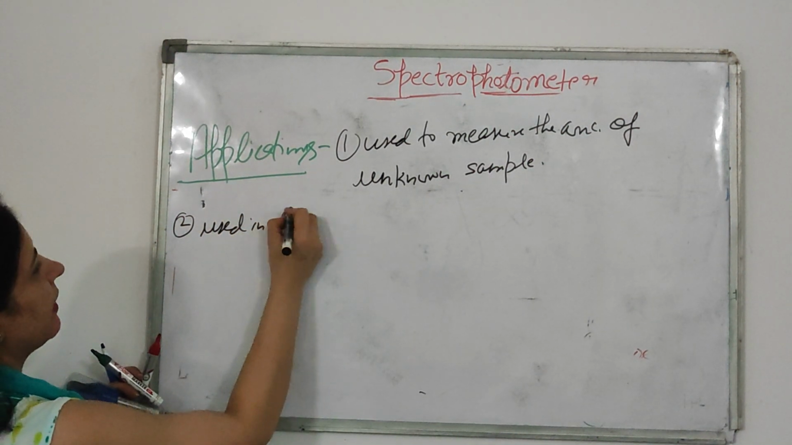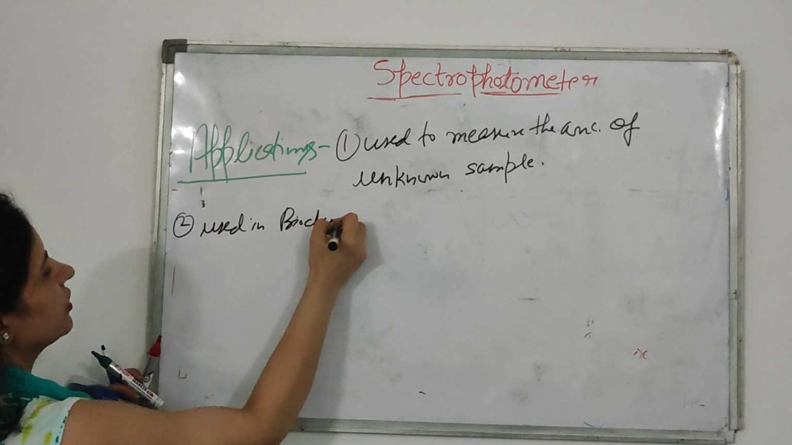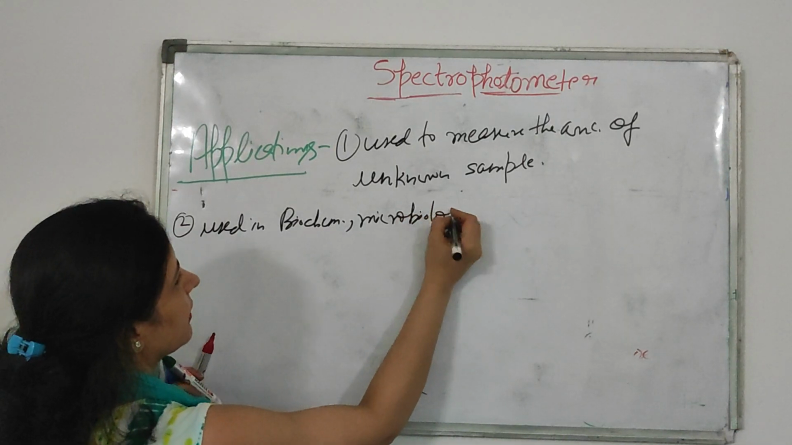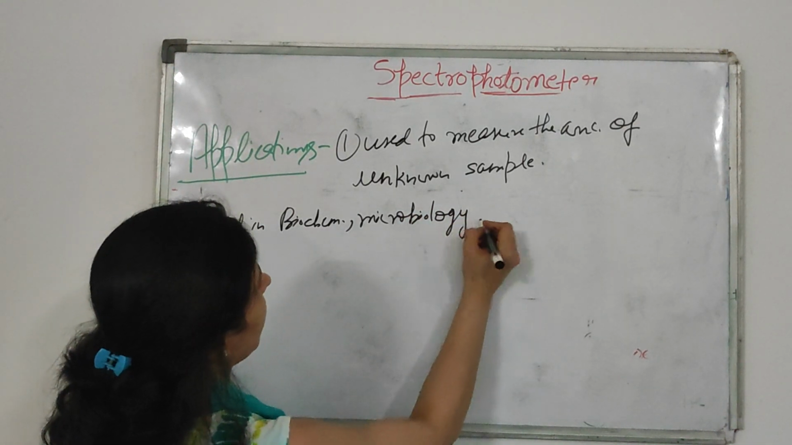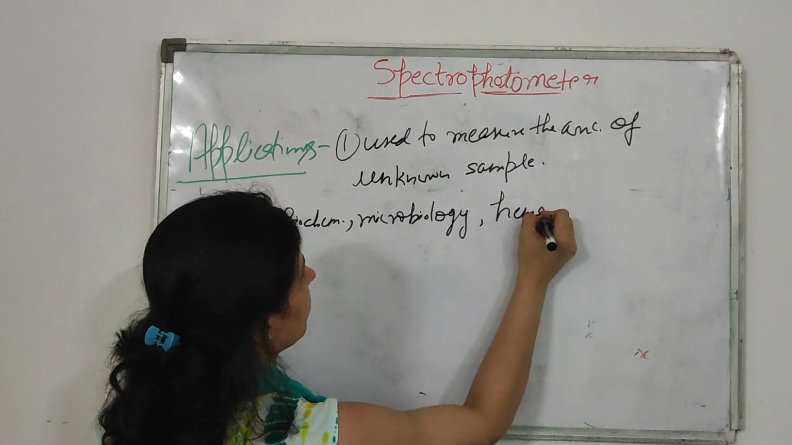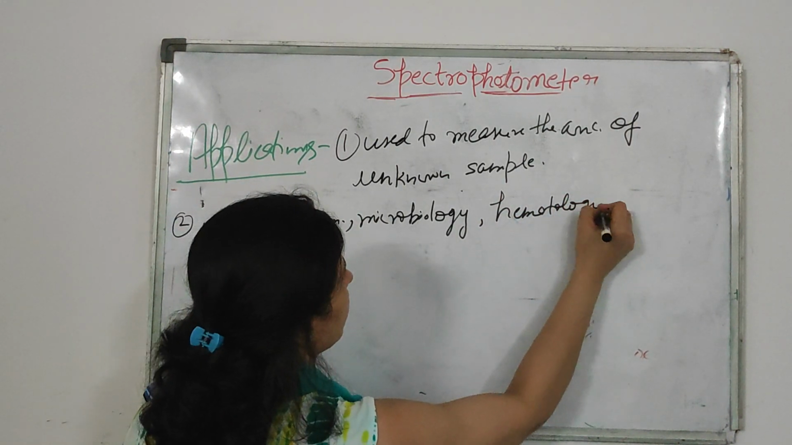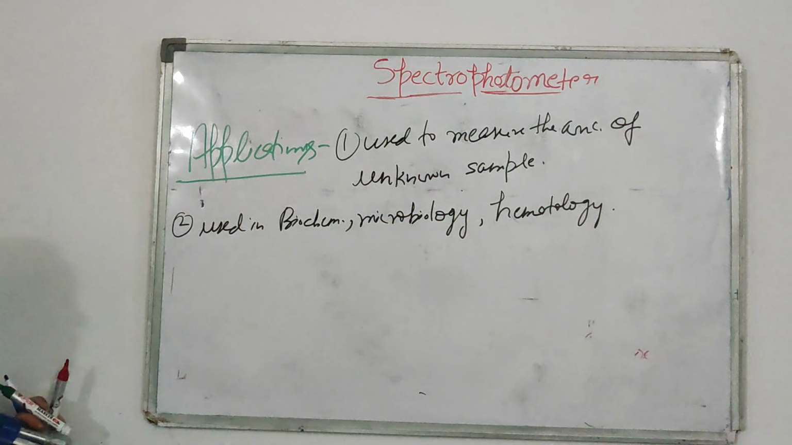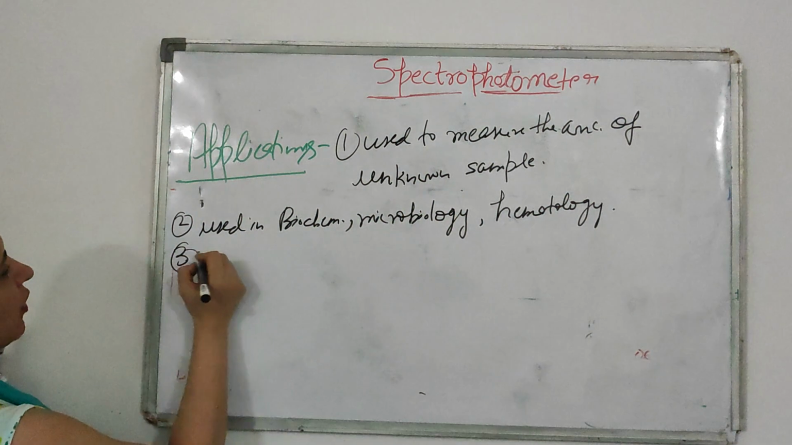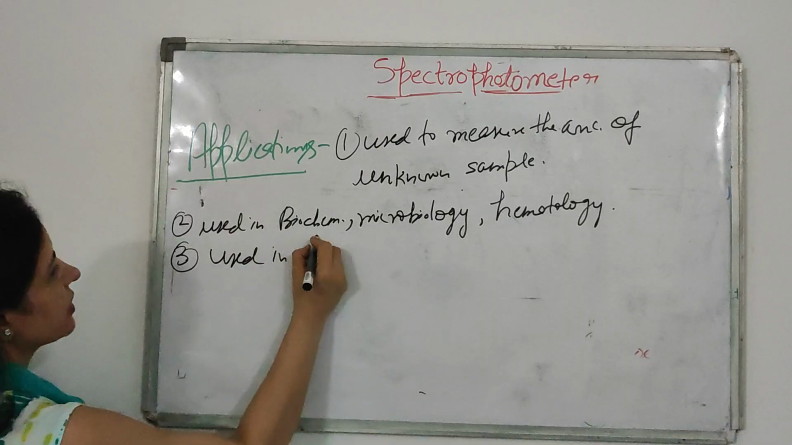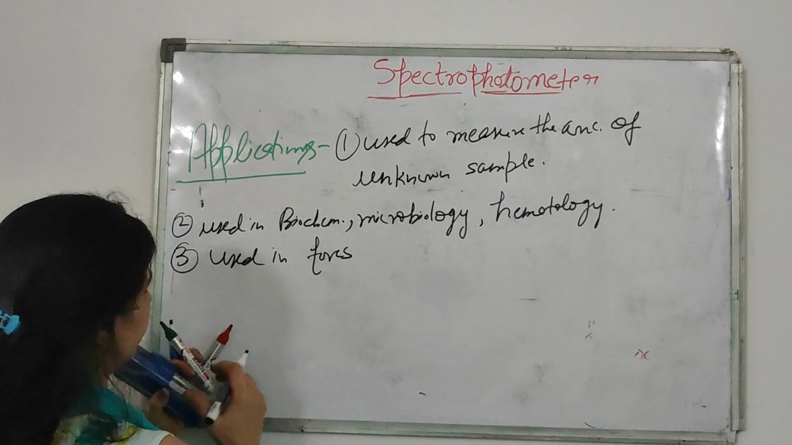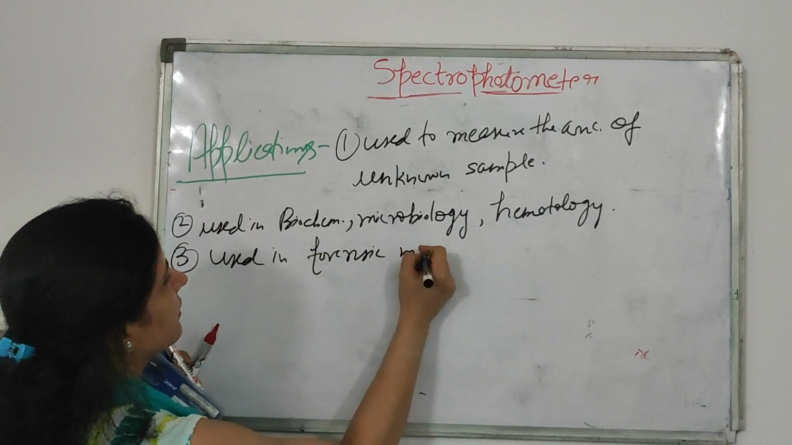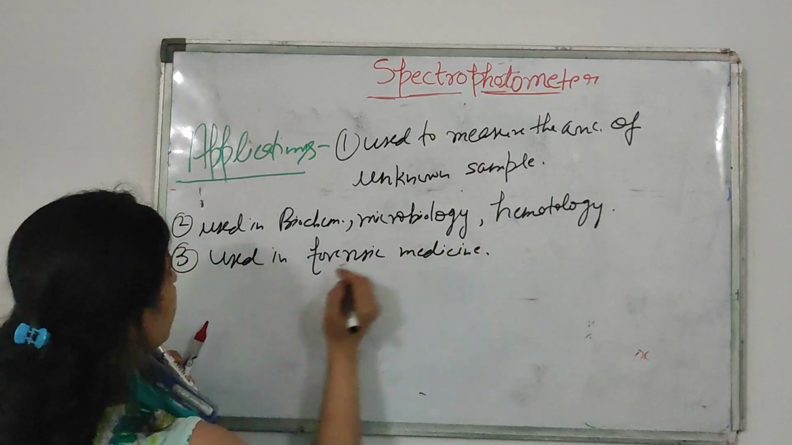Second application, where is it used? It is used in biochemistry, as you are studying. It is used in microbiology also, and in hematology. So first, it is used to measure the concentration of an unknown sample. Second, it is used in biochemistry, microbiology and hematology, and it is used in forensic medicine also.